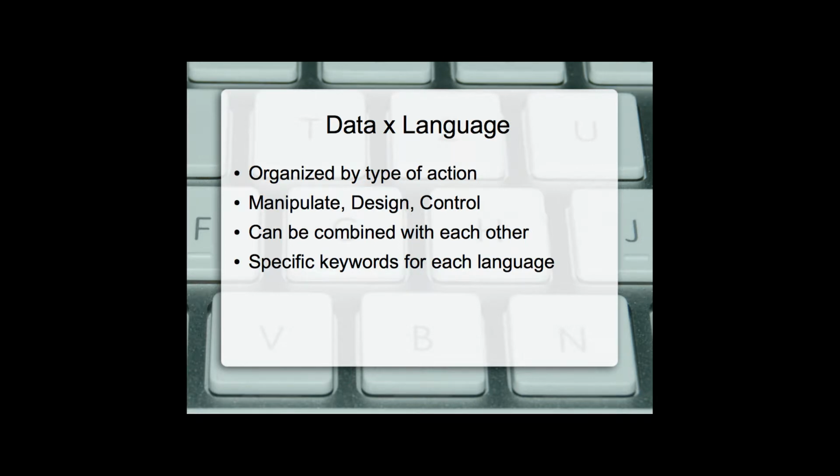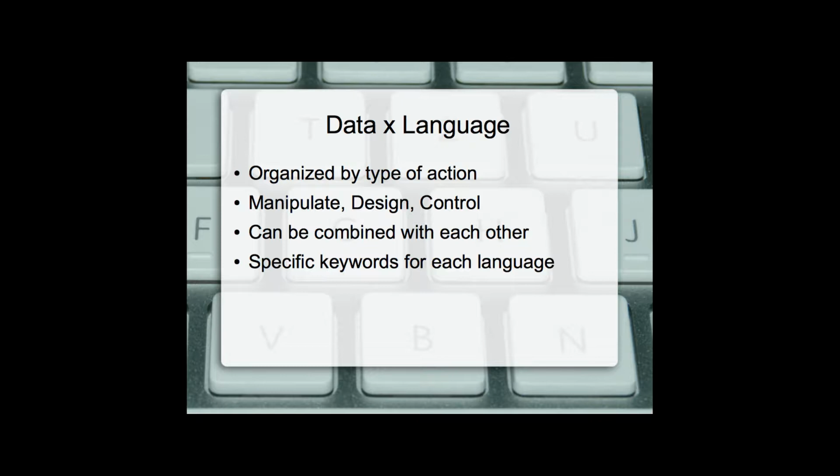Data X language. The idea behind this is that there are different types of languages that we use inside SQL, and they're organized by the actions that they can perform. The different X's are either M for manipulate, D for design, or C for control. The language types themselves are not actually full languages because they're interoperable. You can't use only one or only the other, they depend on each other. But they actually are different subsets of the idea of how to use, program, and access databases.